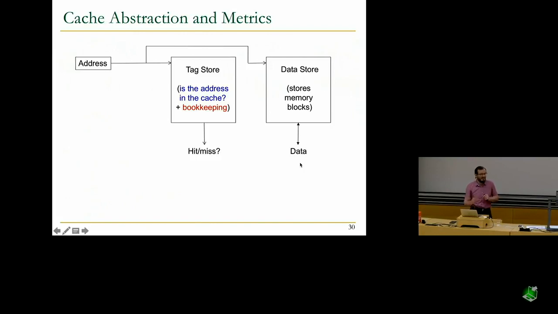Okay, so clearly this is a design choice, right? I said you access the tag store and data store in parallel. If you're always missing in the cache, that's not a good idea, right? Because you're accessing the data store in a very useless way.